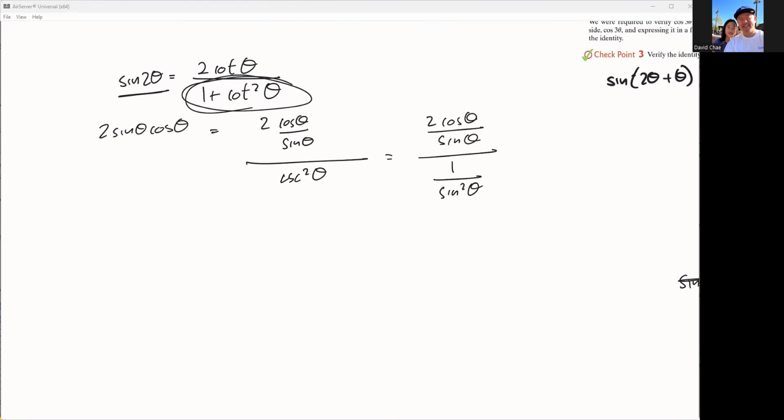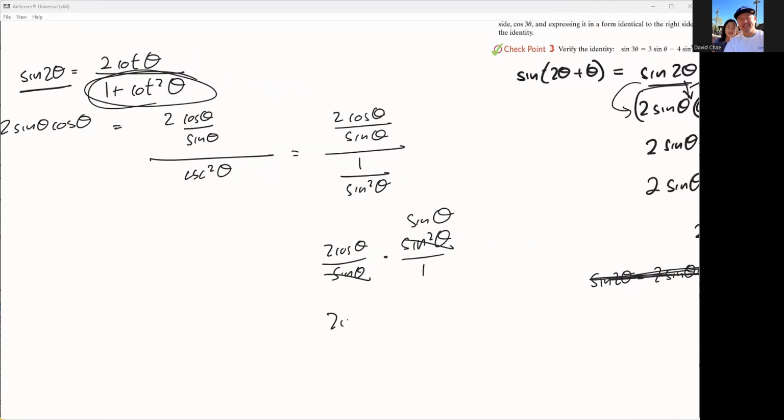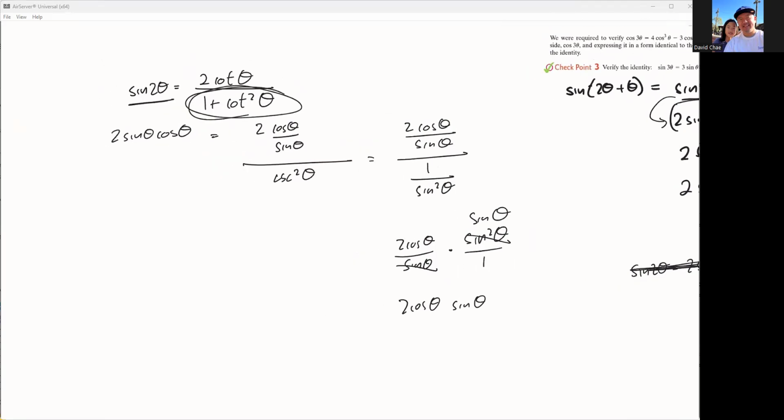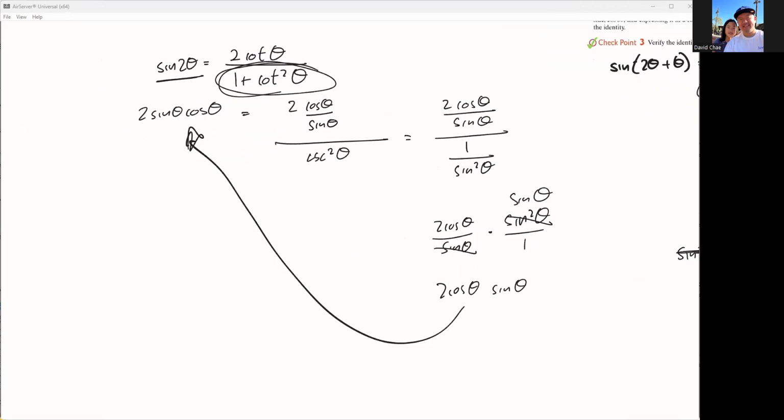Okay, so that should help. You should now bring it home where it's 2 cosine theta sine theta times sine squared theta over 1. Cancel, it's sine theta, which equals 2 cosine theta sine theta, which then equals this right here. If it equals that, it then equals this. And you are good.